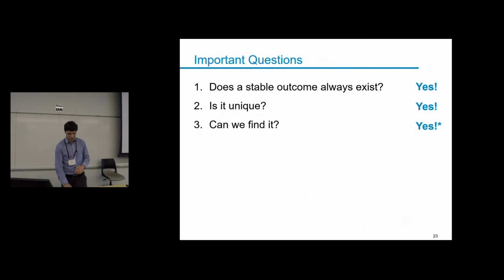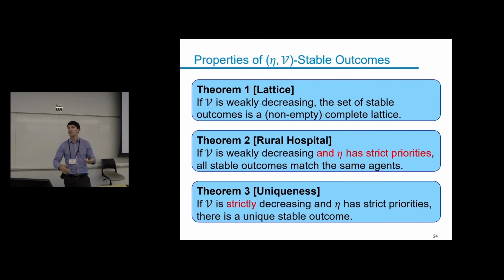Okay, so I've been told I'm very short on time, so I'm going to try to wrap up very quickly. Essentially, we give a nice characterization of when stable matchings exist. Always. They have a nice lattice structure. The Rural Hospital theorem holds. So all of these classic results from the matching literature hold for this more general model.